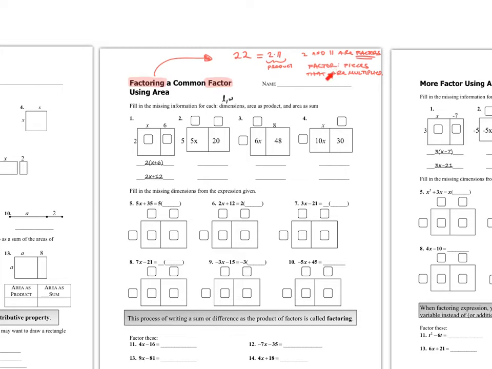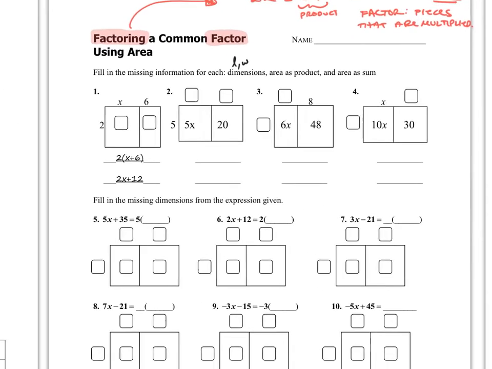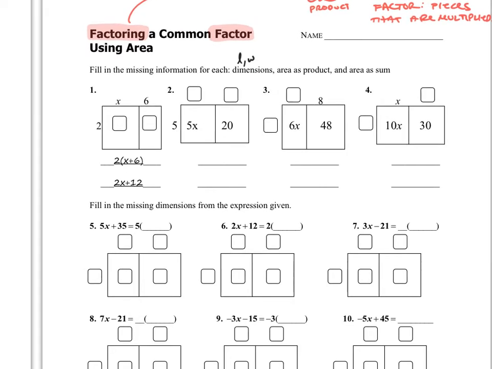Factors are pieces that get multiplied together. So we're going to take a problem that is an answer, basically a product, an answer to a multiplication problem, and split it apart into its pieces. Let me explain. Example 1 is actually much like what we did originally.